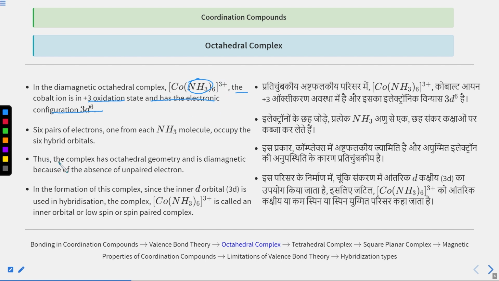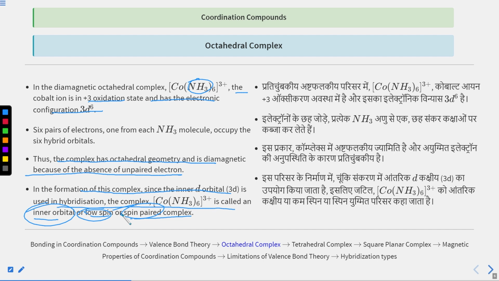Thus, the complex has octahedral geometry and is diamagnetic because of the absence of unpaired electrons. So how is it so? We'll see this. This is octahedral, so 2 cases can be possible. One is sp3d2 and second is d2sp3. We'll look at the d configuration and decide which one is adoptable. Now in the formation of this complex, since the inner d orbital is used, it is called inner orbital complex or low spin complex or spin paired complex. So all 3 names are possible.